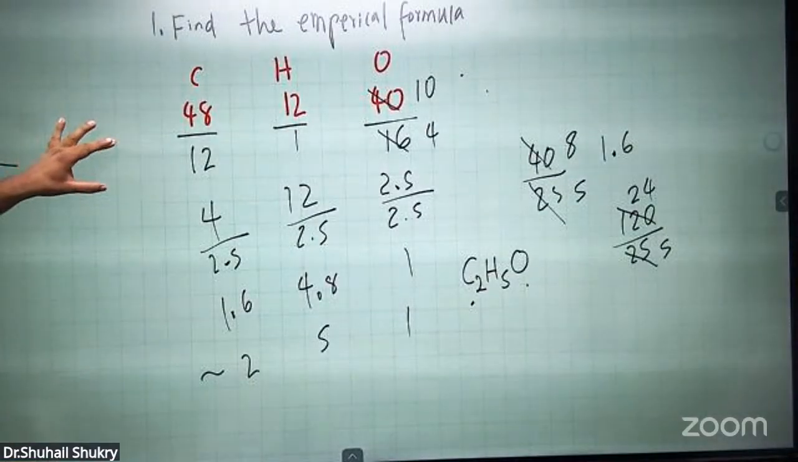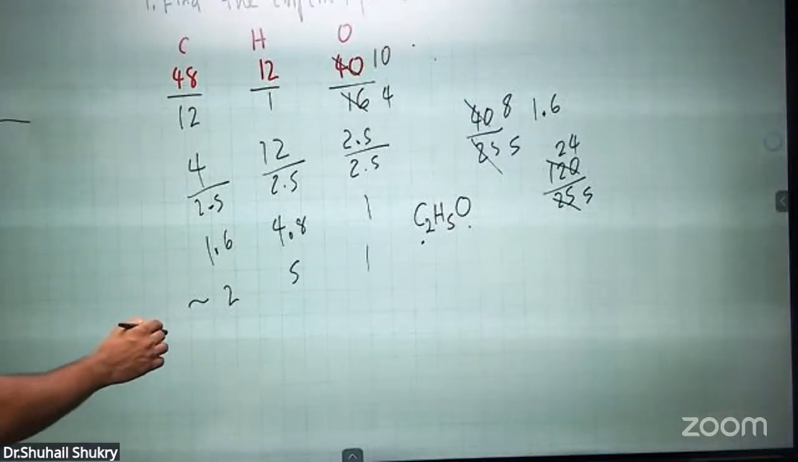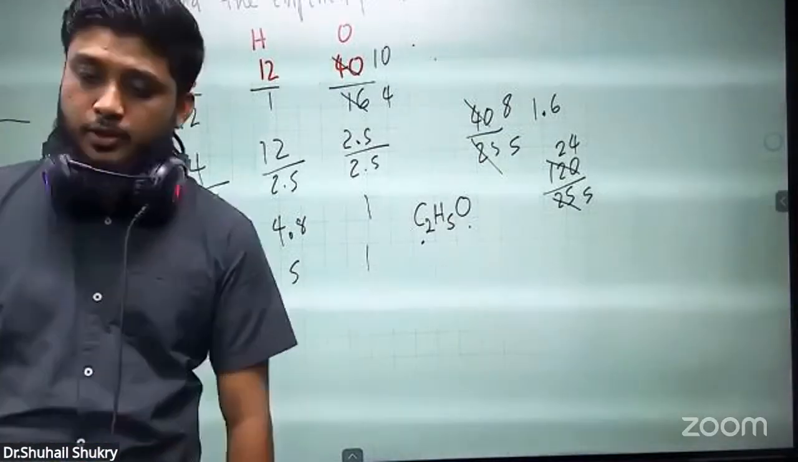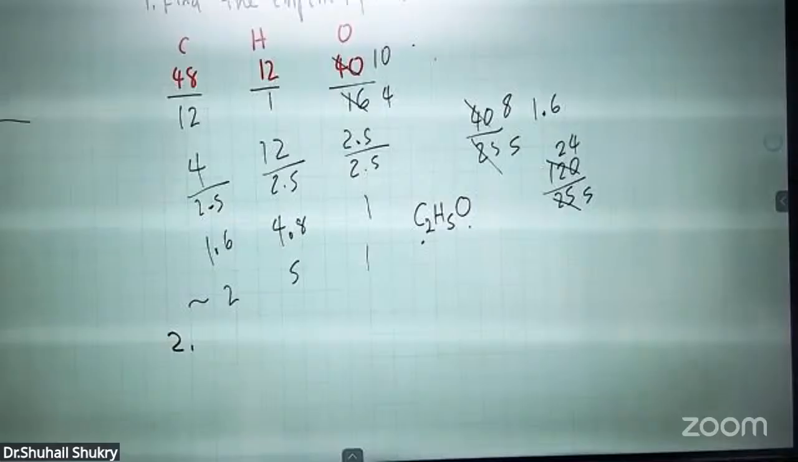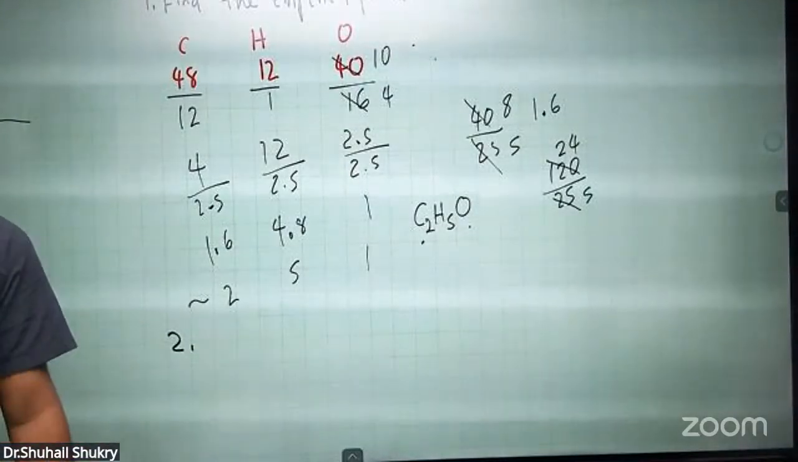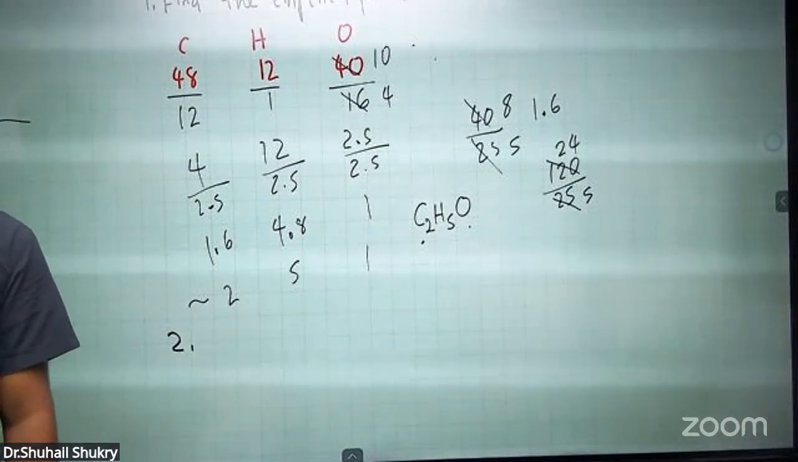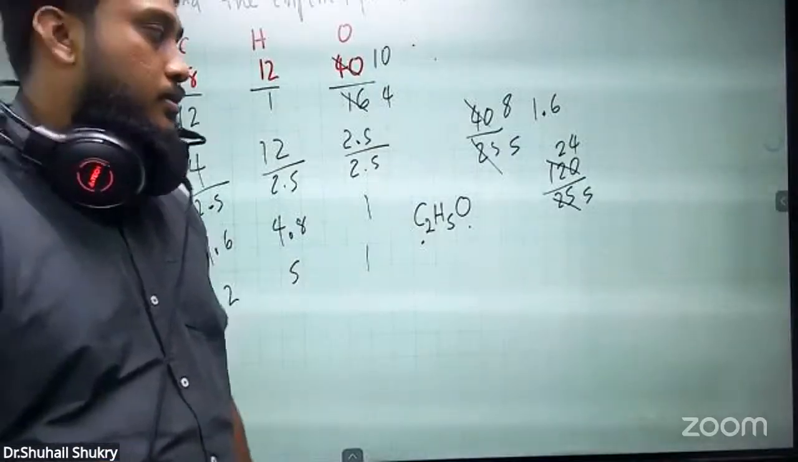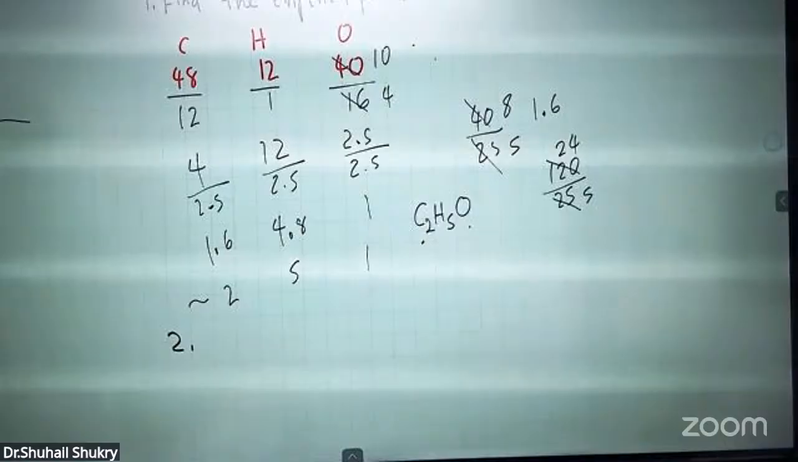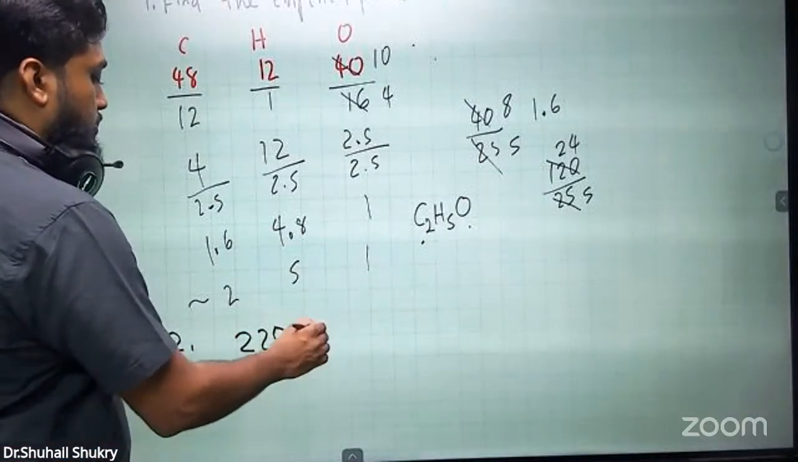Second one, B part. Again, the first one, the empirical formula. The above empirical formula's molar mass is 225 grams per mole.